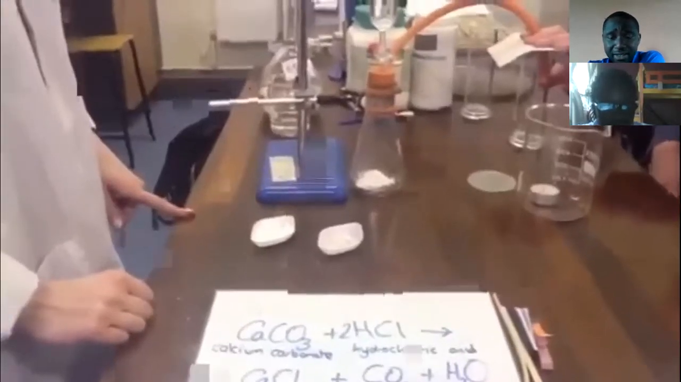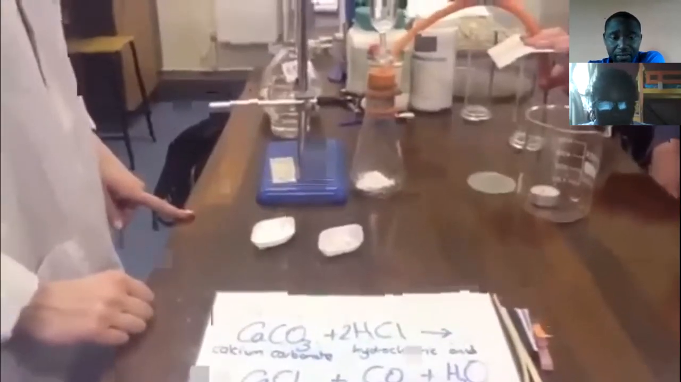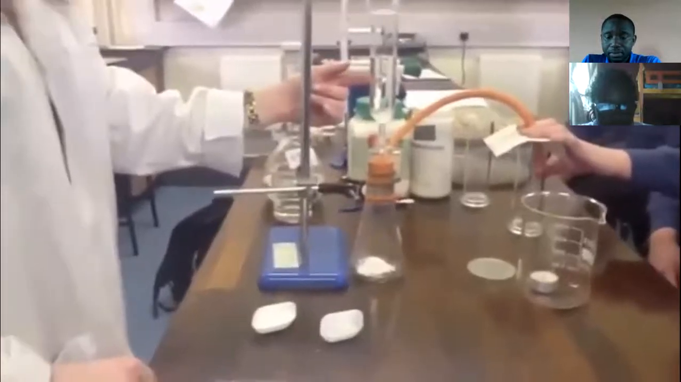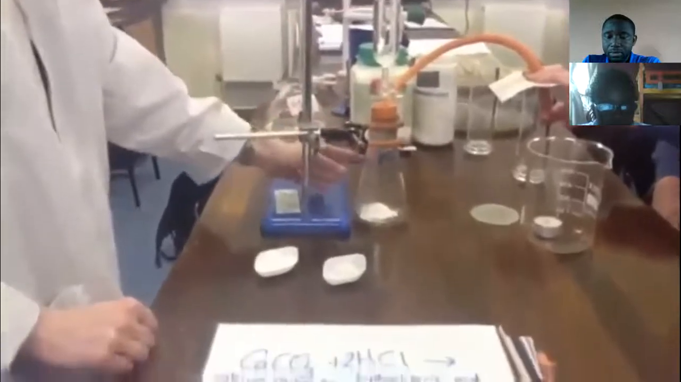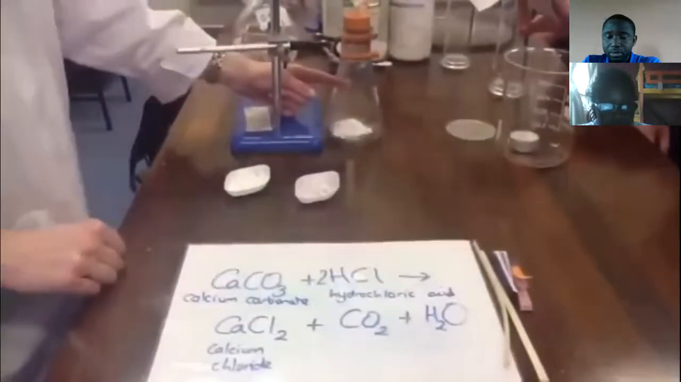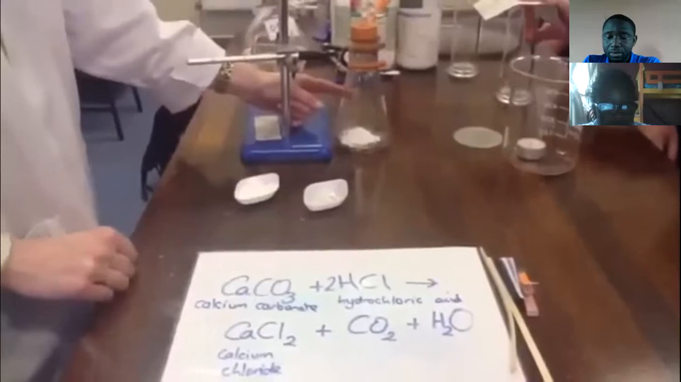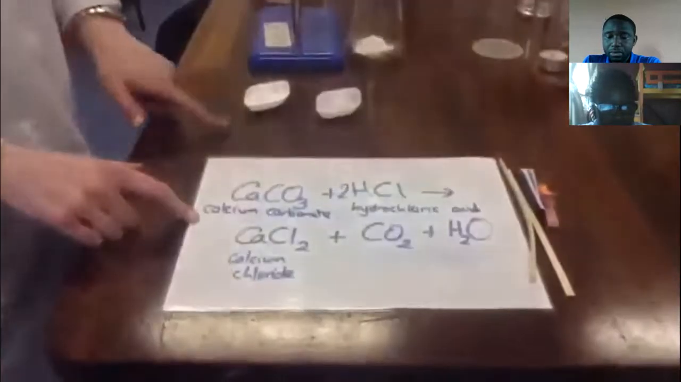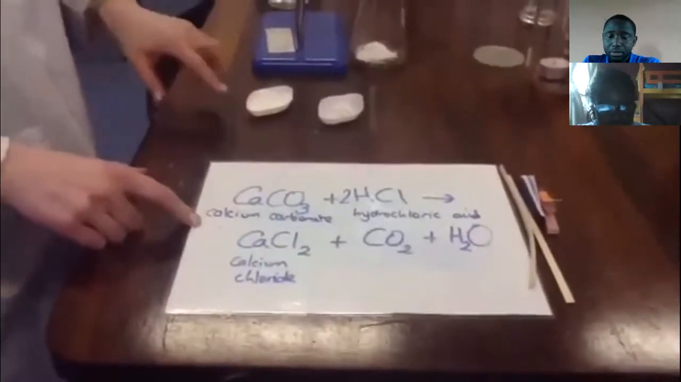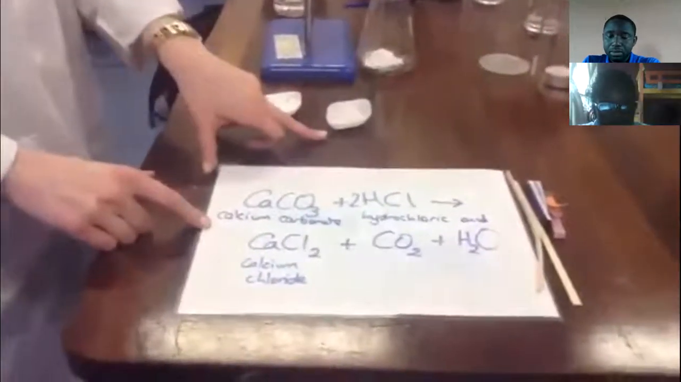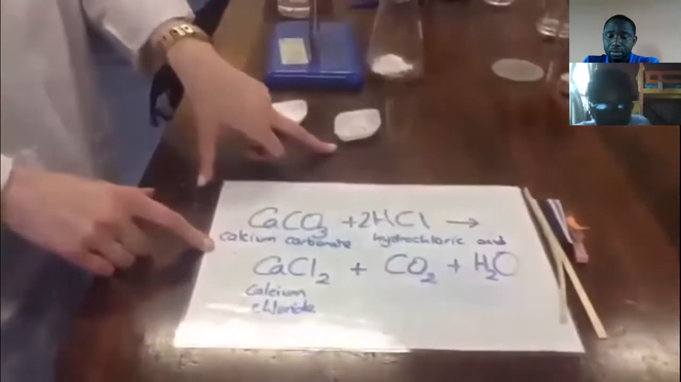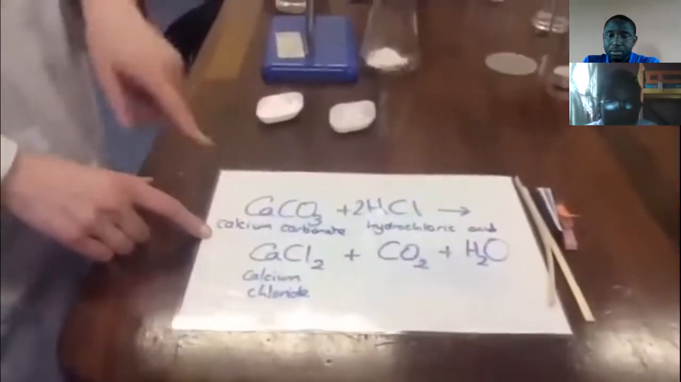Sorry, can you see this? Yes, sir. Okay, so into our dropping funnel here. That's excellent, very good. And in our last one we got calcium carbonate. Two forms of calcium carbonate we can see here. We have the powder form, which is marble. Okay, so they're both calcium carbonate.